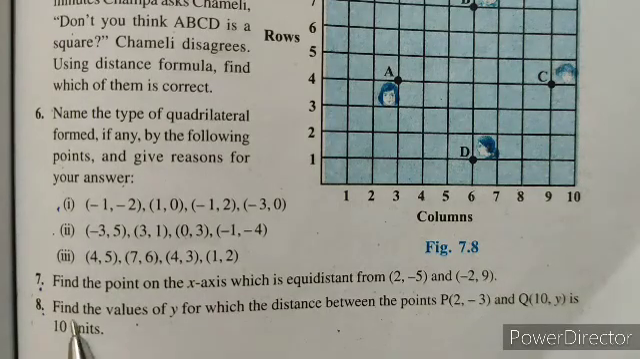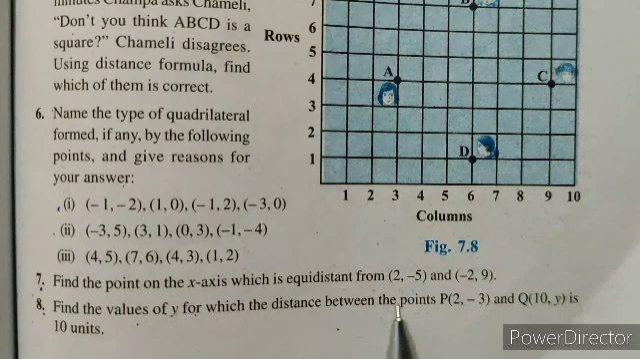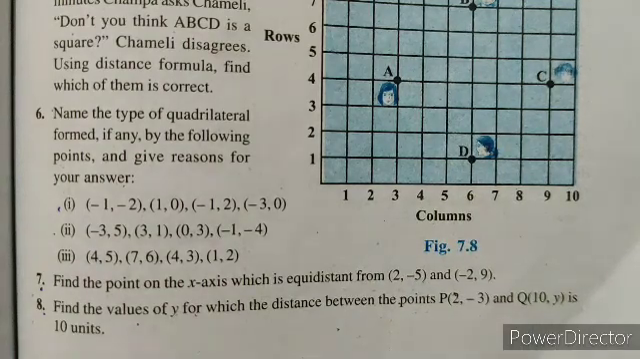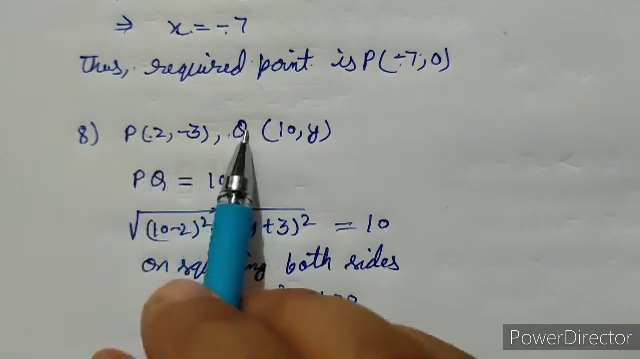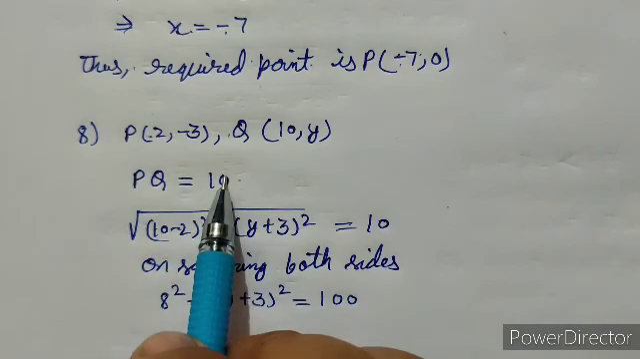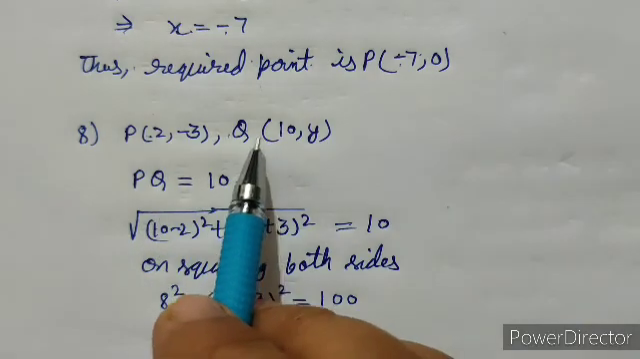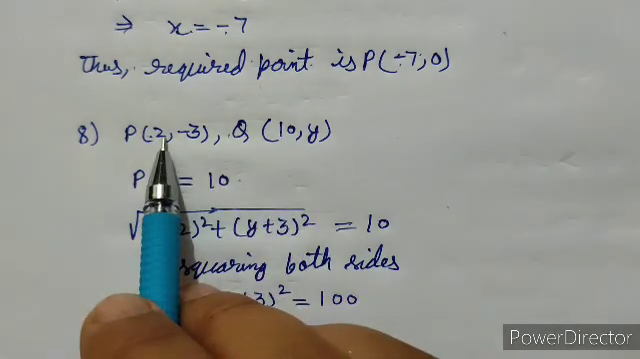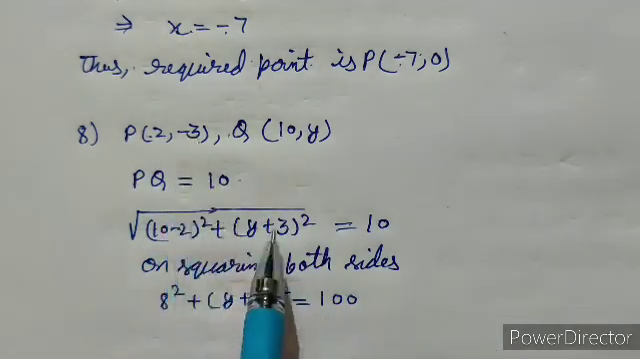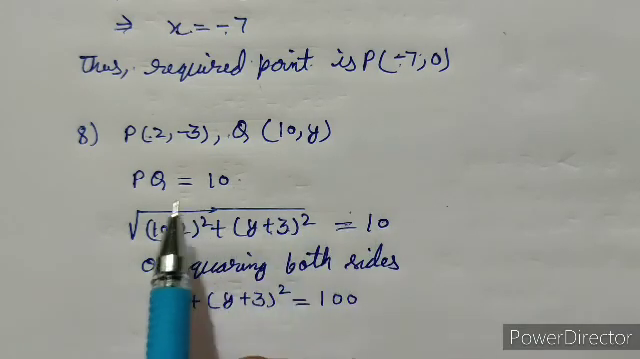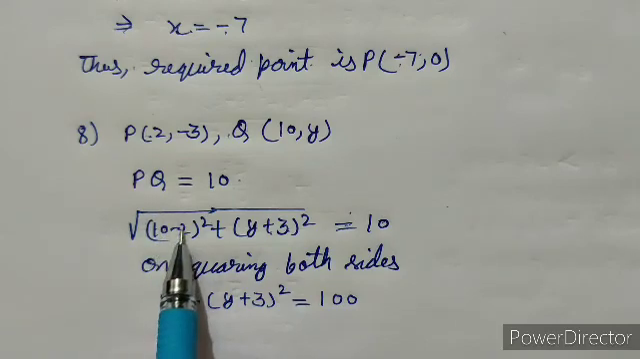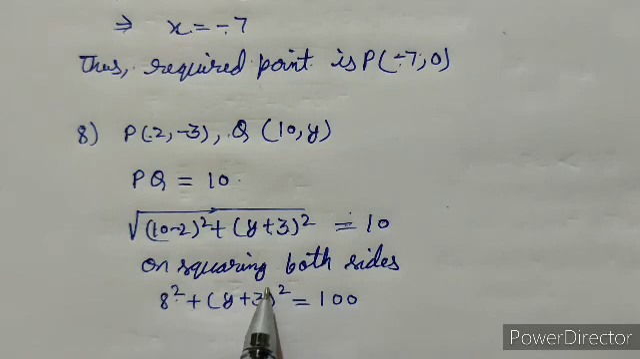Now in question number 8, we have to find the value of y for which the distance between P and Q is 10 units. Here points P and Q are given to us and the distance between PQ is 10 units. That means PQ is equal to 10. Now by applying the distance formula, PQ will be the square root of (10 - 2) square plus (y - 3) square, that is (y + 3) square, and that equals 10. On squaring both sides, now this will be (10 - 2), that is 8 square, plus (y + 3) square equal to square of 10, which is 100. Now we can solve it to find out the value of y.